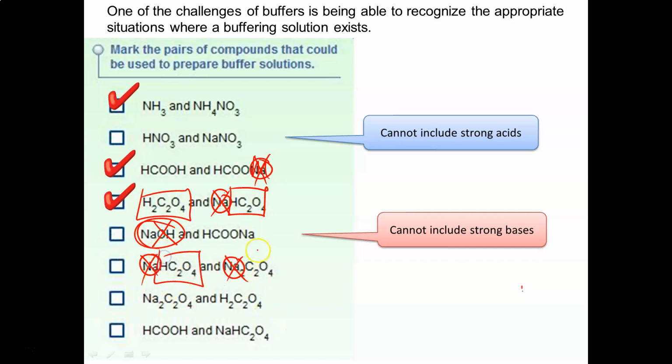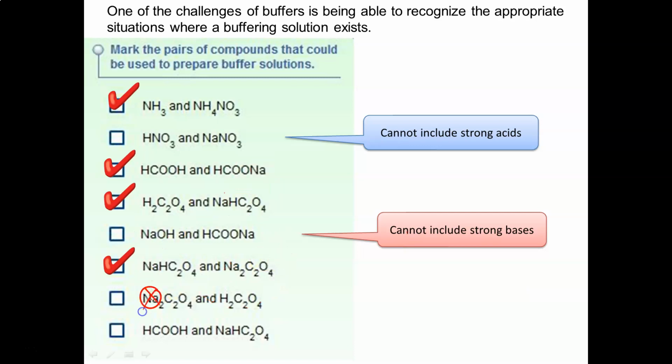But HC2O4 versus C2O4, they are both weak because I don't recognize them. And do they differ by just one H? Yes, they do differ by just one proton. So yes, we can consider it to be a buffer solution. Once again, I can ignore the sodium over here.